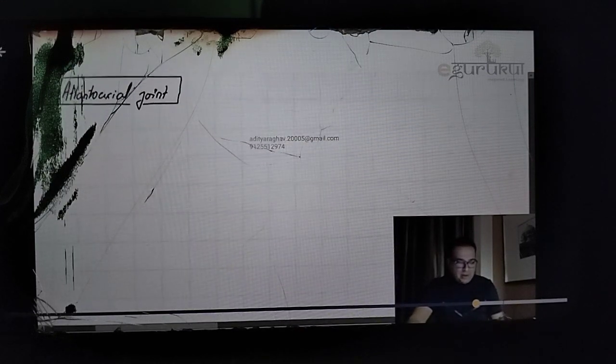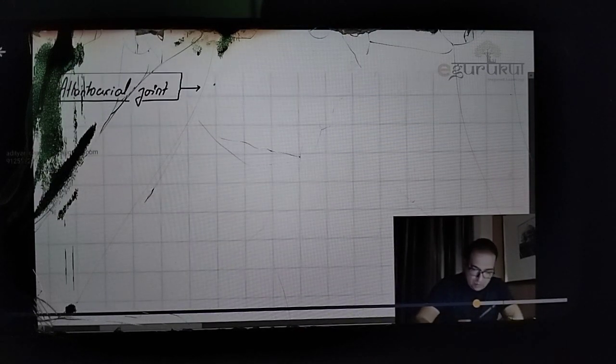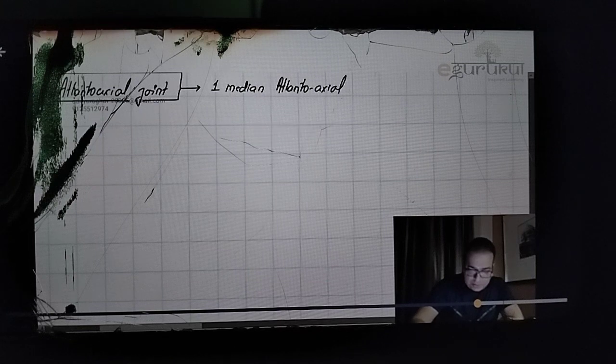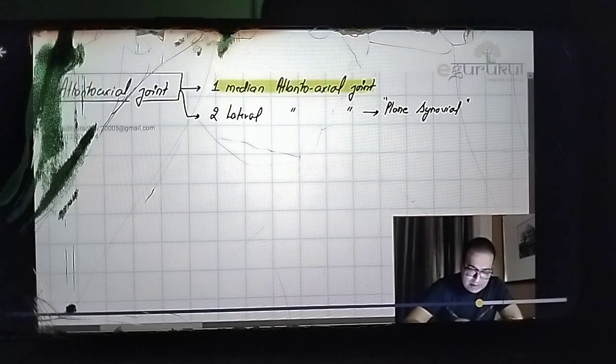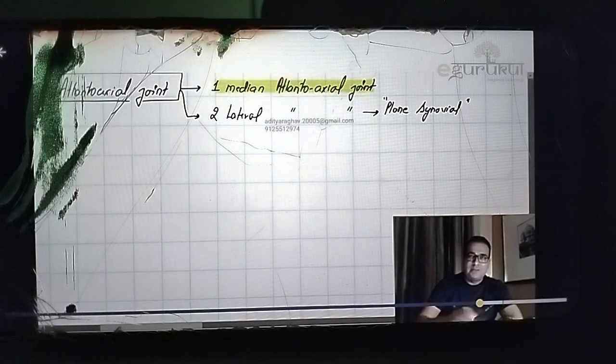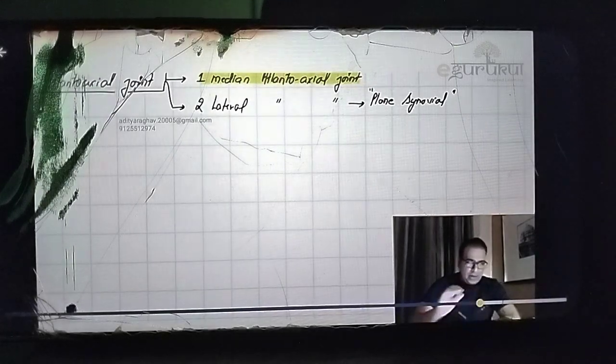But atlanto-axial joints, we have one median atlanto-axial joint, and we have two lateral atlanto-axial joints. Lateral atlanto-axial joint is simply a plain synovial joint. Our main focus here is that central joint, the median atlanto-axial joint. As a matter of fact, whatever needed to be discussed there, we've done most of the part. But okay, let's understand here.